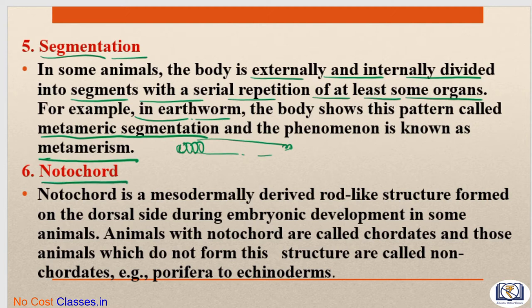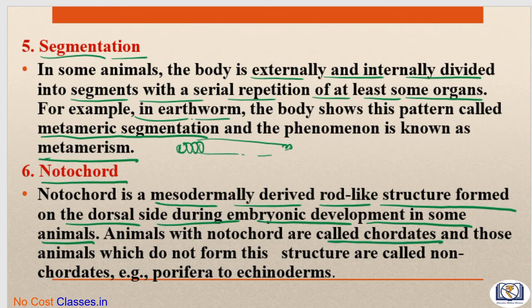Now next is the notochord. Notochord is a mesodermally derived rod-like structure formed on the dorsal side during the embryonic development of some of the animals. कुछ एनिमल्स में डॉर्सल साइड पर मीजोडर्मली एक रॉड लाइक स्ट्रक्चर फॉर्म हो जाती है, उस स्ट्रक्चर को हम बोलते हैं नोटोकॉर्ड। Animals with notochord we categorize as chordates, and those animals which do not form the structure will be categorized as non-chordates. Porifera to Echinodermata are in the category of non-chordates. तो अगर रॉड लाइक स्ट्रक्चर नोटोकॉर्ड प्रेजेंट है तो कॉर्डेट्स हैं, और अगर नहीं है तो वो नॉन कॉर्डेट्स हैं.